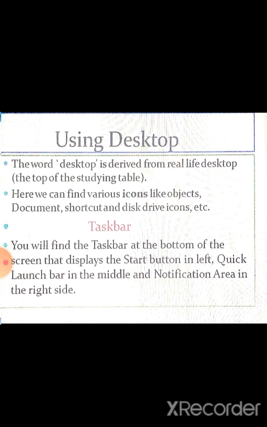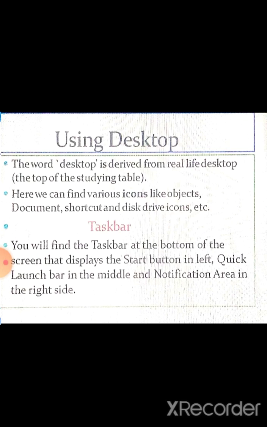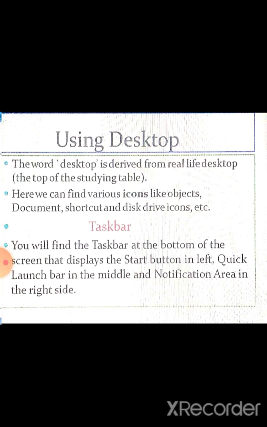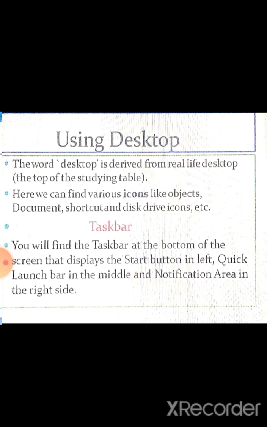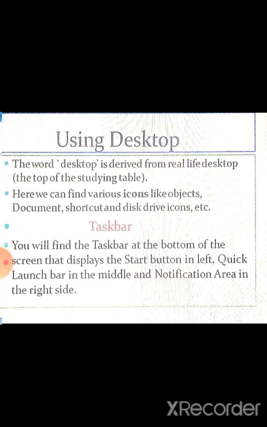Taskbar. You can find the taskbar at the bottom of the screen that displays the start button on the extreme left corner. The middle area of the taskbar is known as quick launch bar, and the right side area is known as notification area, where you get a clock, a group of icons such as network connectivity, incoming mails, battery status, volume, etc.